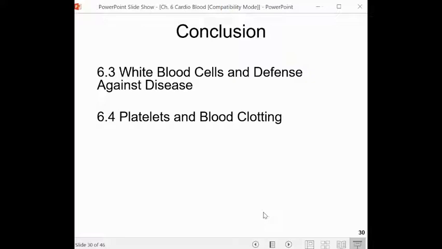So in conclusion, this section, we talked about the white blood cells, what their function is in defending against disease, and then how you form blood clots.